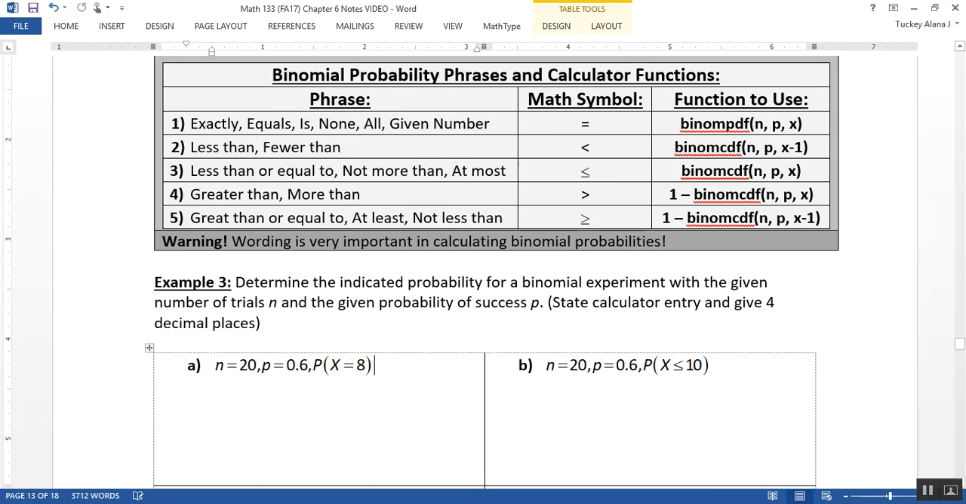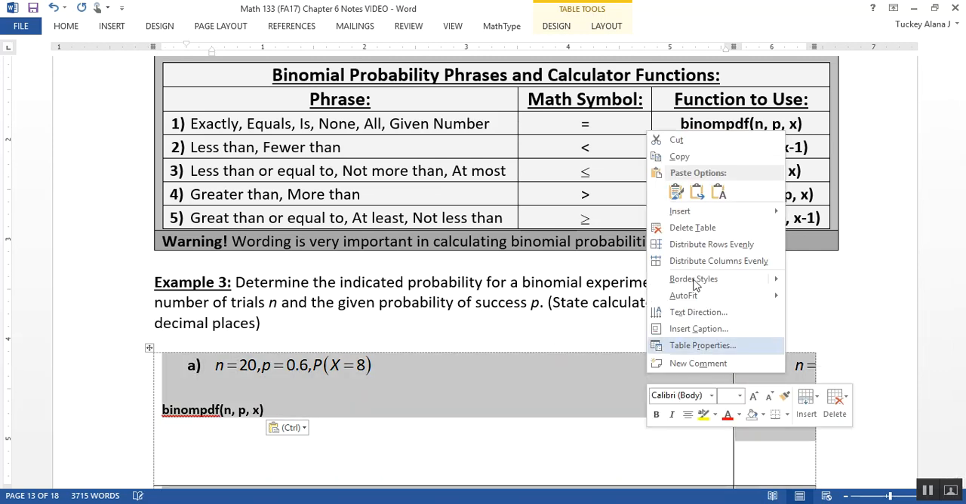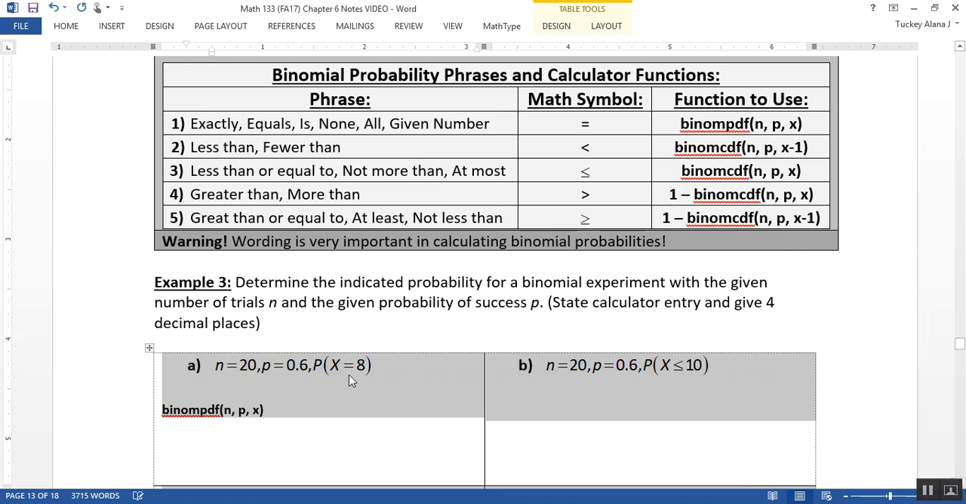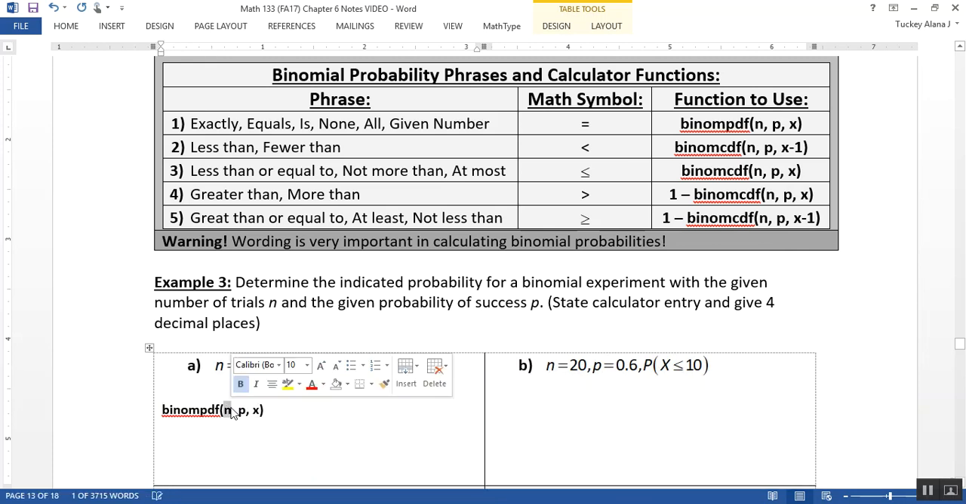And I'm going to put in n, which for me is 20. And then I'm going to put in p, which for me is 0.6. And I'm going to put in 8, because that's my x value. So it's going to go 20, comma, 0.6, comma, 8 for me.